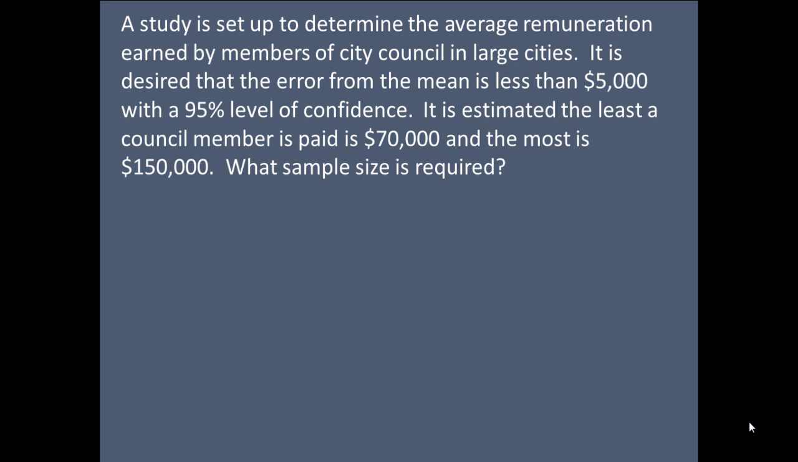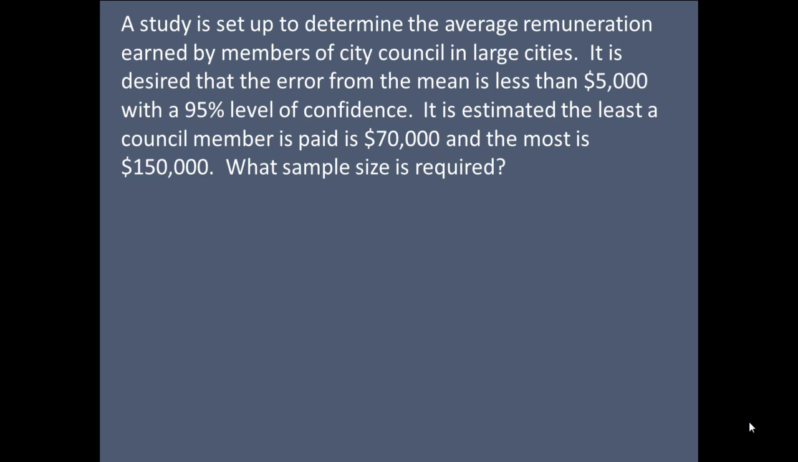Here we want to set up a study to determine the average amount that city council members are paid in large cities. We want the desired error from the mean to be less than $5,000 with a 95% level of confidence. And then it is estimated that the least a city council member makes is $70,000 and the most is $150,000. What sample size should we take?